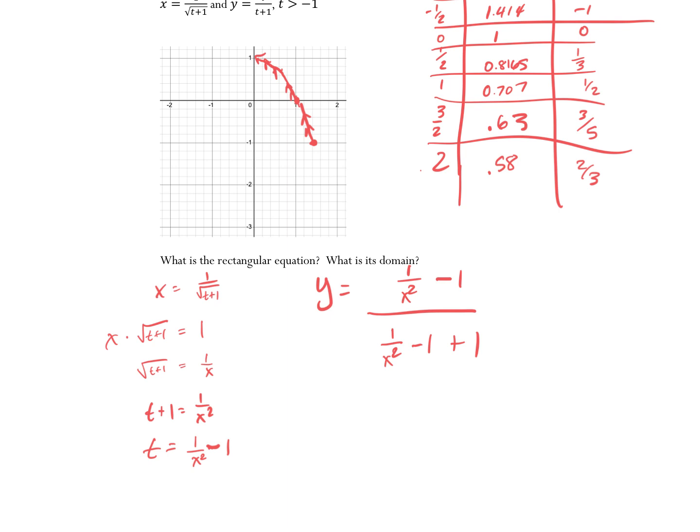Plug that in for t. Everybody good? What I would probably do from here is multiply both the top and the bottom by x squared. And I would get y equals 1 minus x squared, because everything else would cancel. Yeah?